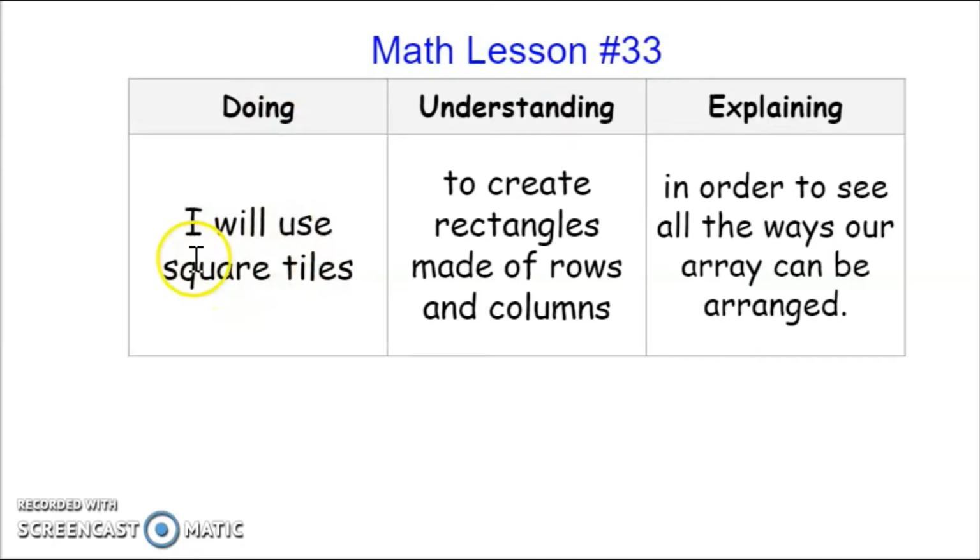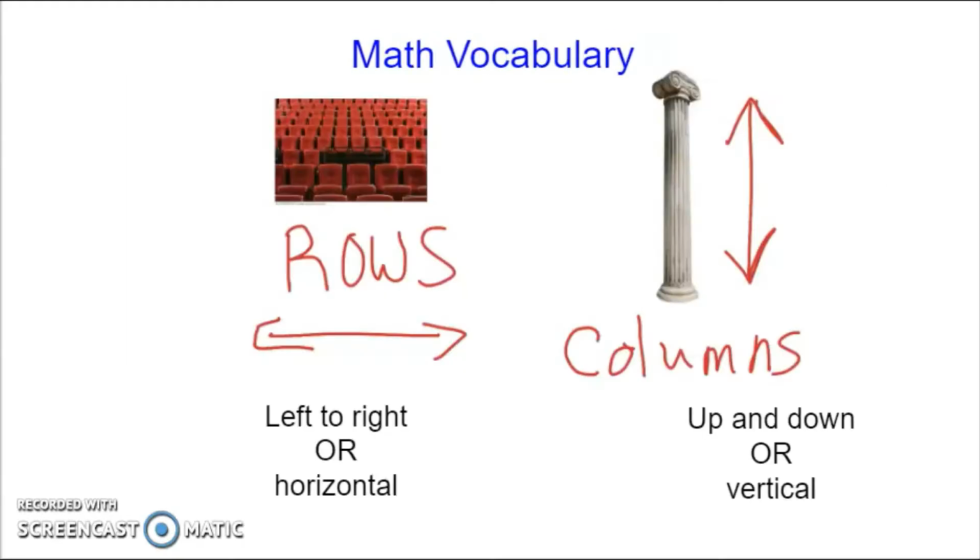I will use square tiles to create rectangles made of rows and columns in order to see all the ways our array can be arranged. And my friends, we're also going to go ahead and review our vocabulary because it's super important that we know what it is that we're trying to do. And if we don't know the words in our objectives, it's going to be very difficult.